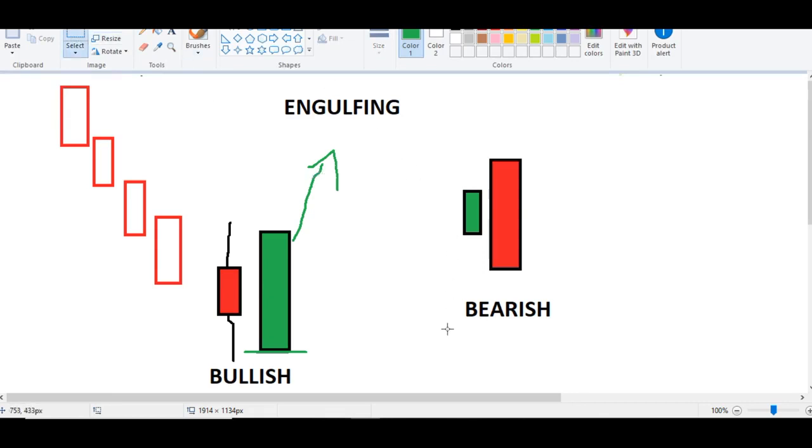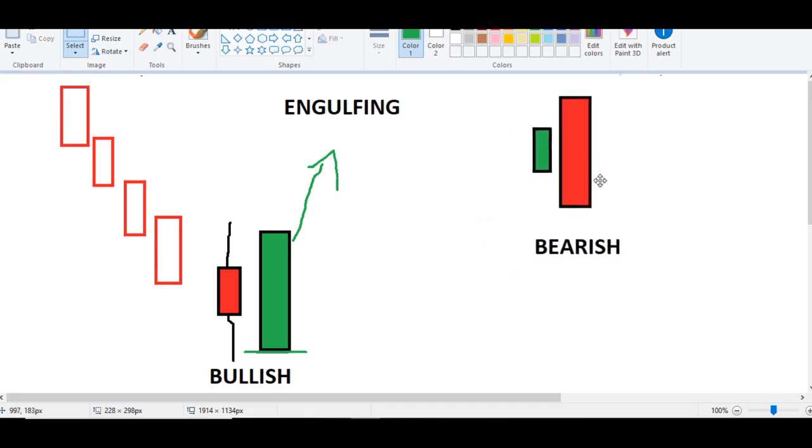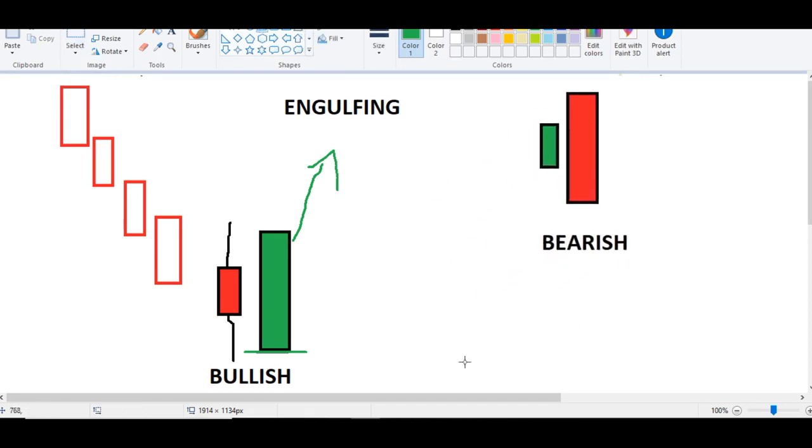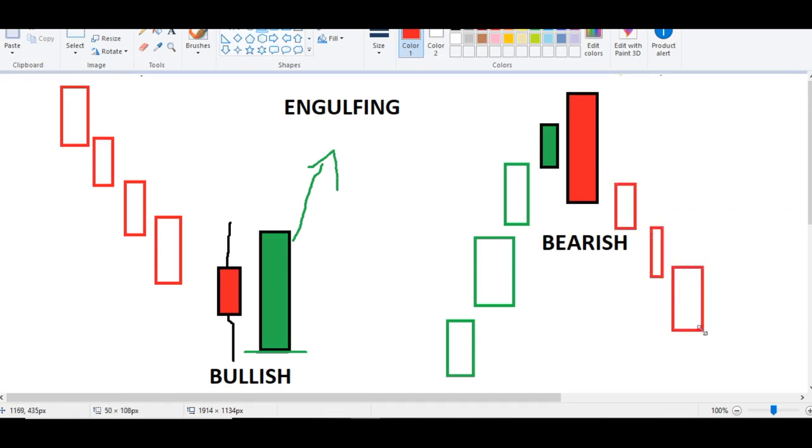And same thing with a bearish engulfing. I want to see this pattern at the top of the trend, the topmost of the trend, right? If I see a bearish engulfing at the top of the trend, this is telling me that heavy sellers are coming in at the top and that they want to reverse the price and take it lower, right? So this is a very, very good trend reversal candlestick pattern.